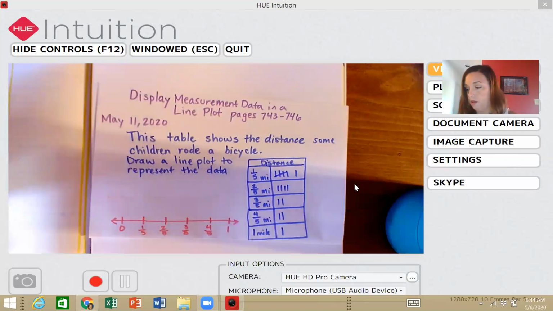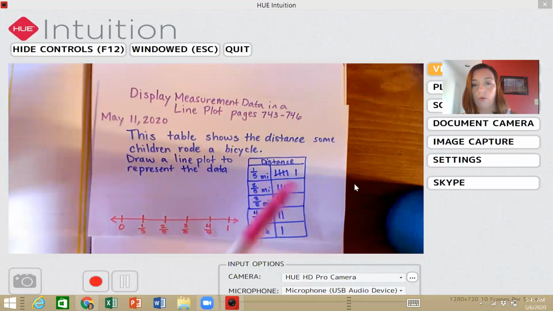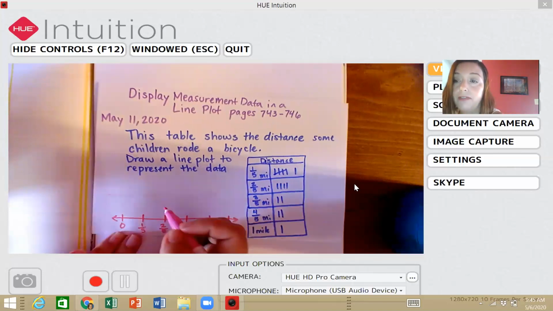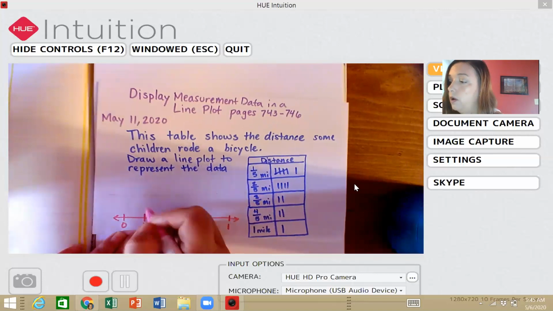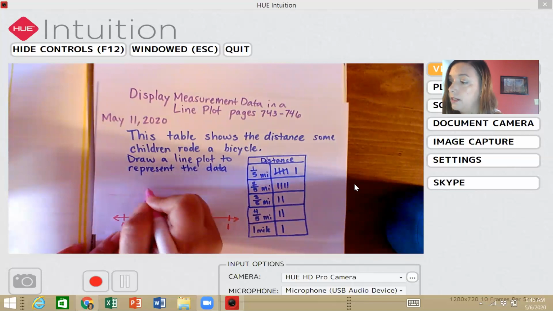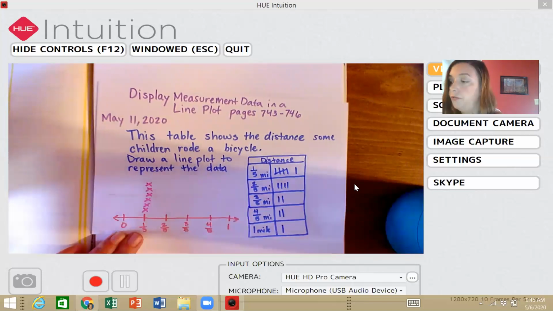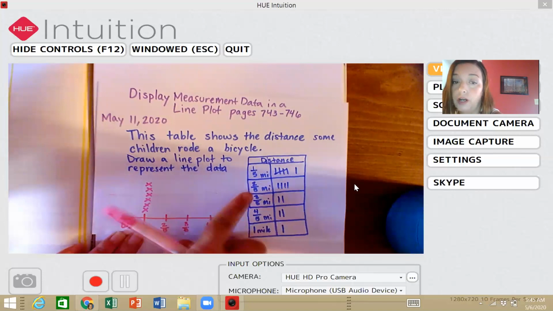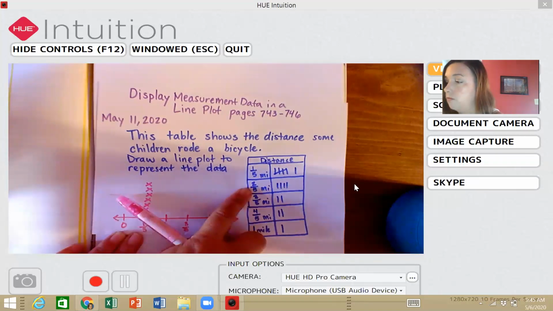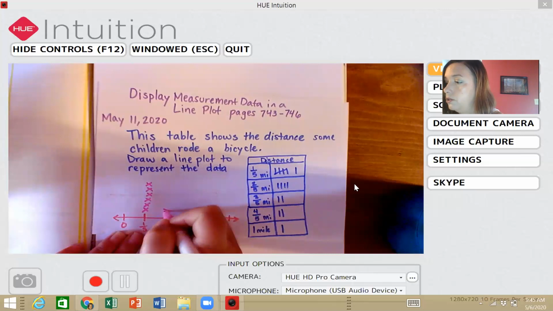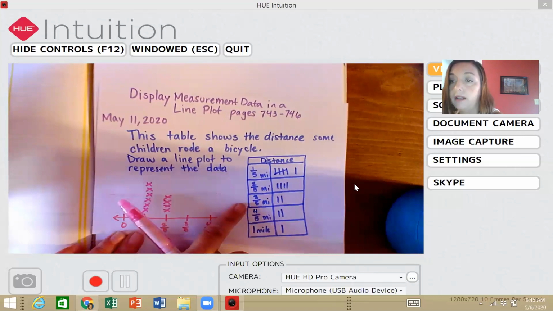Okay. So now I take a look at my data. So for the 1/5, I have 6 children that rode 1/5 of a mile. So on top of the 1/5, I'm going to mark 6 X's. 1, 2, 3, 4, 5, 6. For 2/5 of a mile, I have 4 children that rode that distance. So I'm going to mark 4 X's. 1, 2, 3, 4.